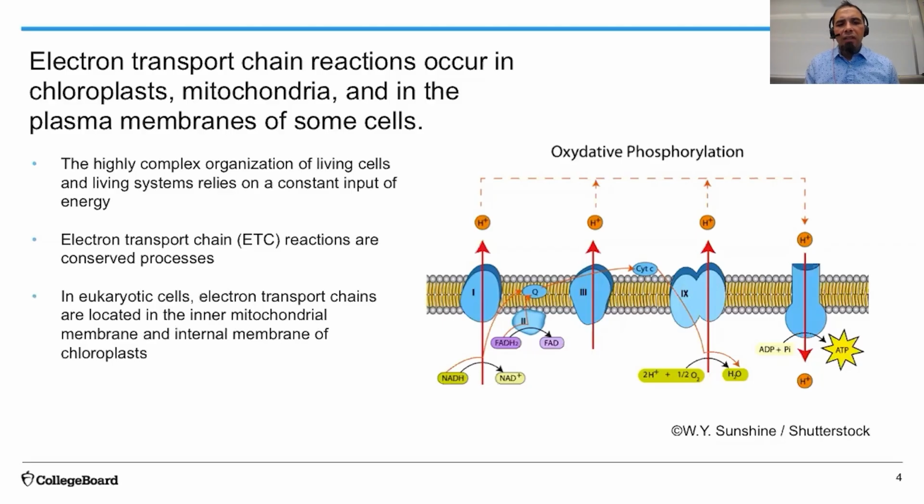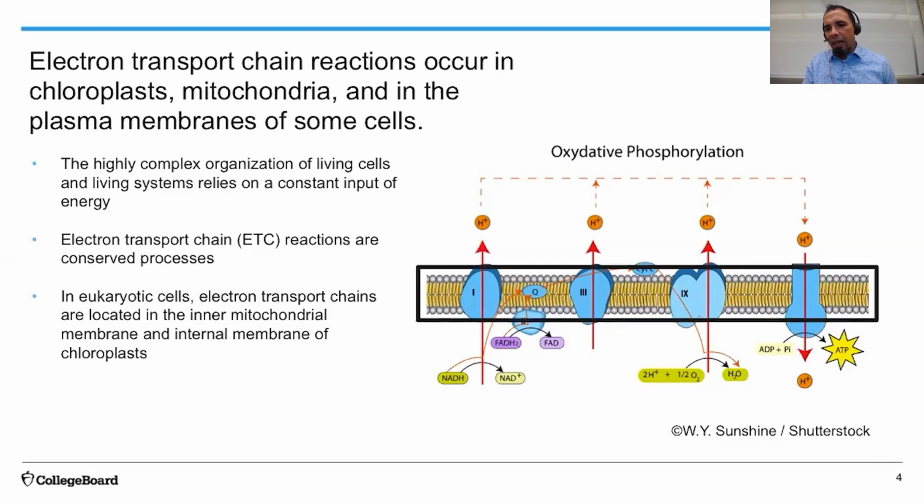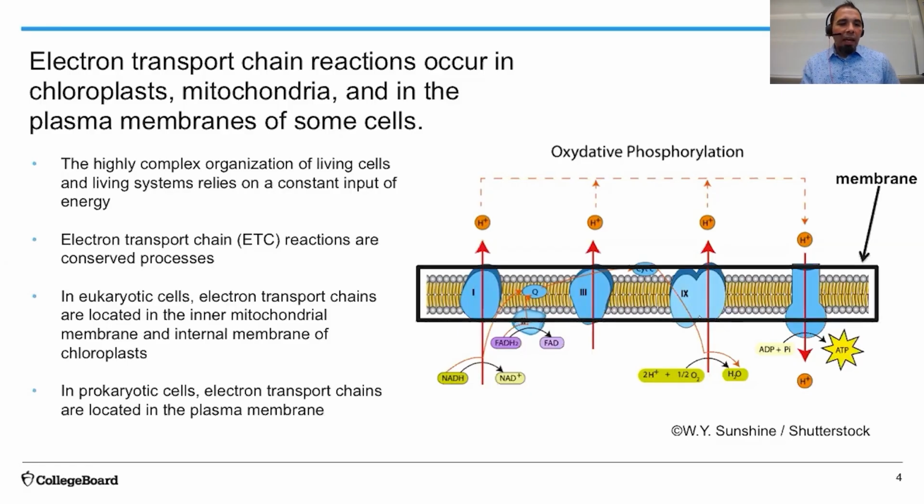In eukaryotic cells, electron transport chains are located in the inner mitochondrial membrane and the internal membrane of the chloroplast. Again, you have to have this membrane present to create a gradient. The box that just appeared is isolating that electron transport chain. There's the chain, there's your membrane. In prokaryotic cells, electron transport chains are located in the plasma membrane. So again, this is one of those conserved processes.